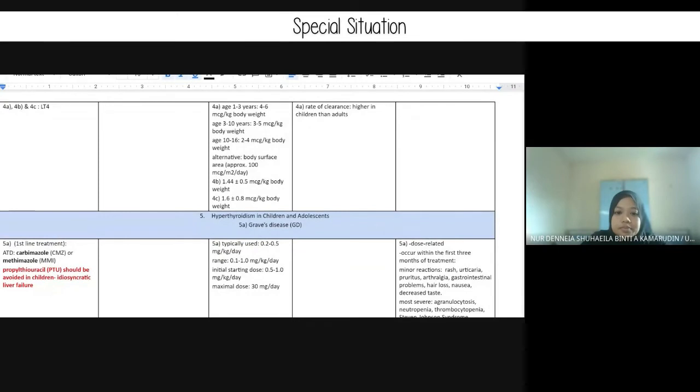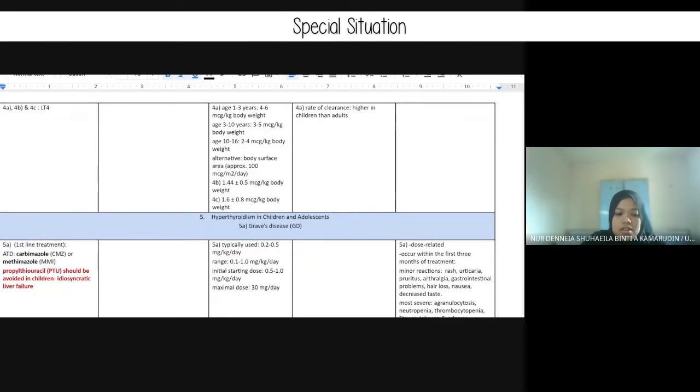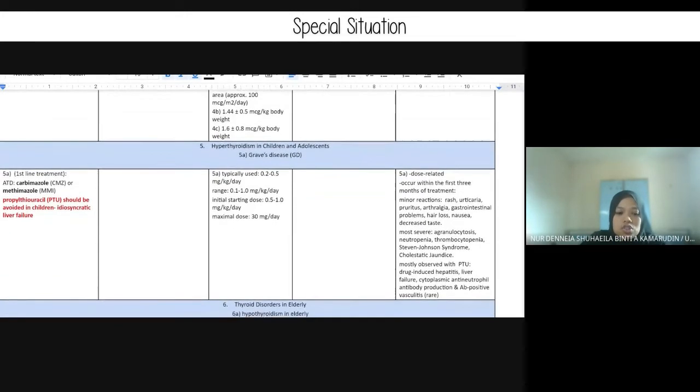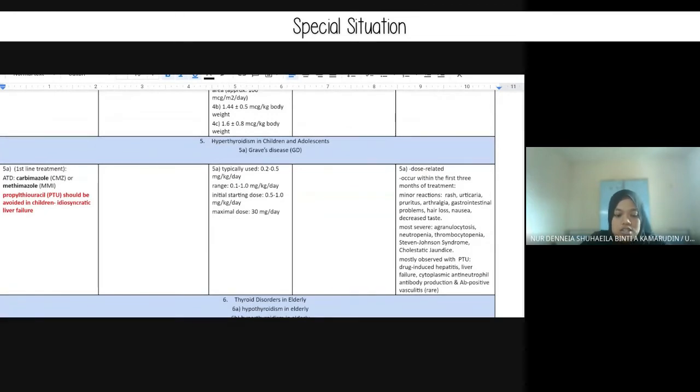And the next is hyperthyroidism in children and adolescents. The first line initial treatment is ATD, which is carbimazole or its active metabolite methimazole. In this case, the anti-thyroid drug PTU should be avoided because it may increase the risk of idiosyncratic liver failure.